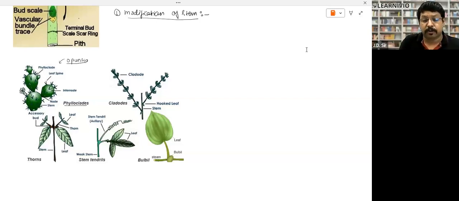This phylloclad is responsible for storage of water and performing photosynthesis. Why? Because the leaves have converted into spines, to reduce transpiration. If the leaf were there, more transpiration would occur, they would lose more water and the plant wouldn't survive. So for the sake of survival, the cactus has developed its leaves into spines, and the stem has taken over the function of the leaf. The stem is called phylloclad, and you need to remember what a phylloclad is. It is responsible for photosynthesis as well. So the first modification of stem is phylloclad.